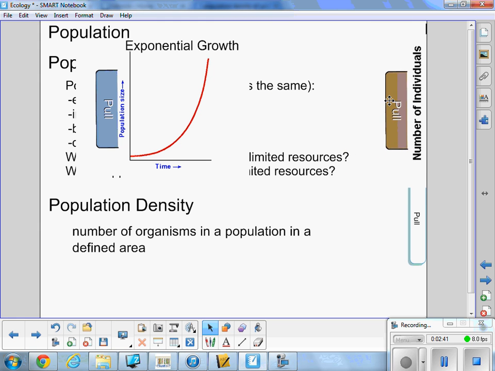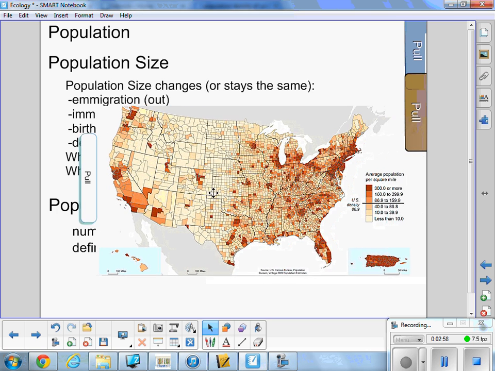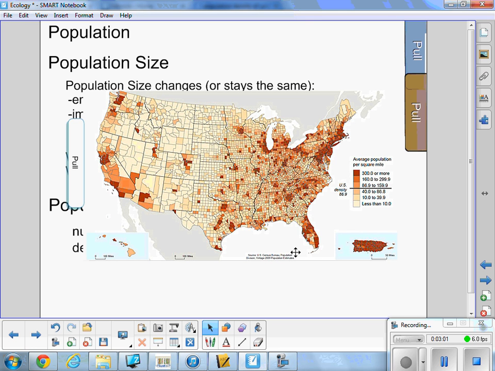All right, so population density is something else that we have to take into consideration. Population density is the number of organisms in a particular population in the defined area. And so if we take us, for example, our population in the United States, you can see that we have high population densities on the East Coast. It's kind of spaced out a little more on the West Coast, but you do have areas of very high population density. But basically, we're looking at the number of individuals per given unit, and in this case, it's per square mile. We have a lot of high population density in Columbia and over here near Charleston.